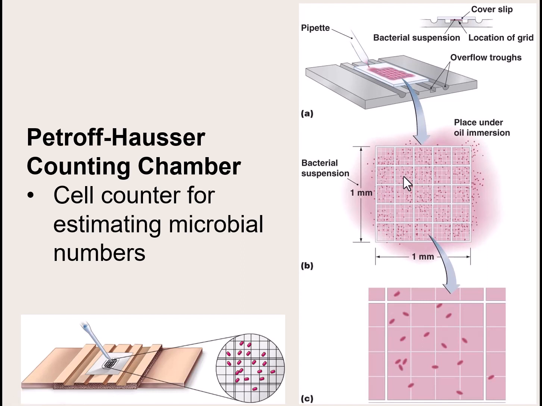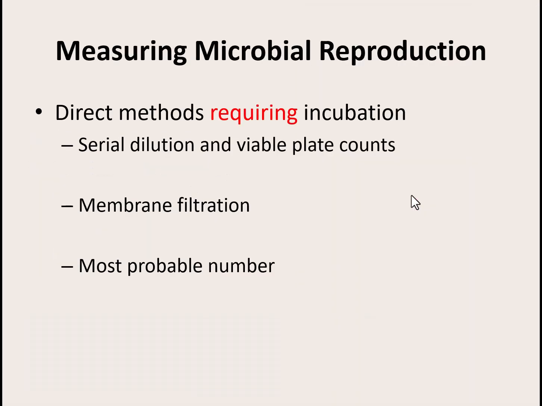The direct methods require incubation, so they take longer. They can usually require more supplies. And these are my next slides on dilutions, filtrations, and most probable number. So there's the serial dilutions. You can already see how much media that takes, but it's one way we can do counts.